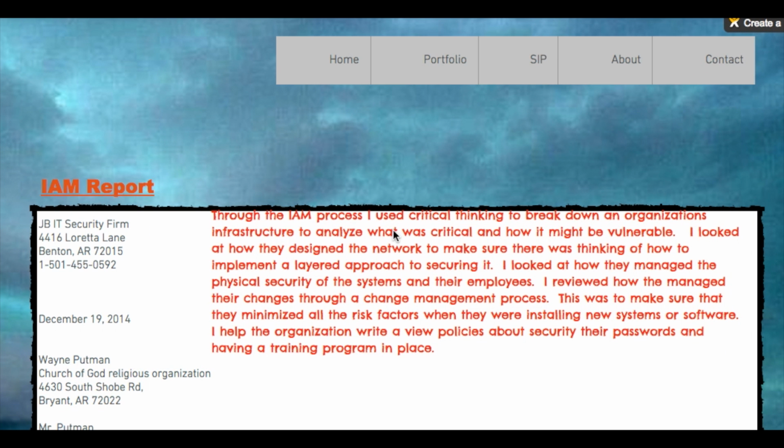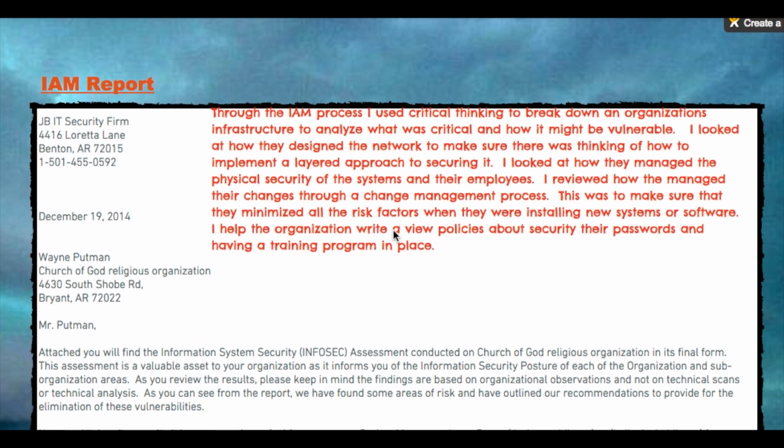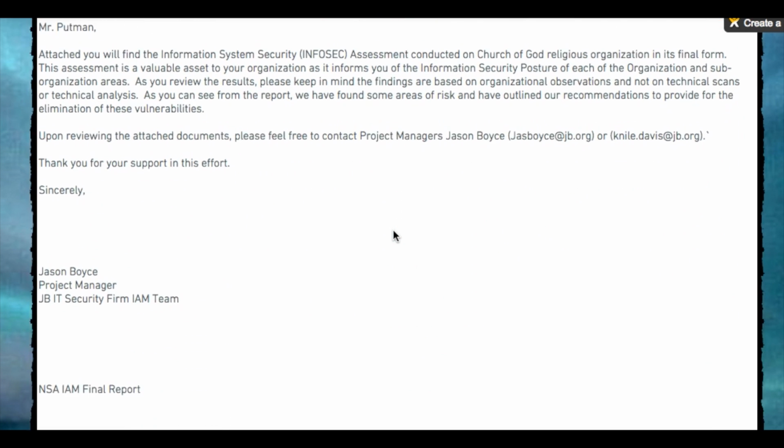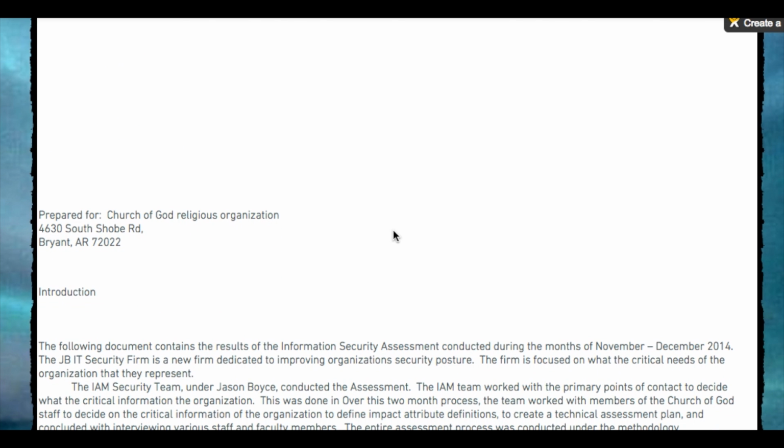The next item I'd like to show you would be the IAM report that I did during the IAM class. I used a nonprofit organization called Church of God, a religious group. This organization was basically web-based. I used the infrastructure they had as far as servers and infrastructure that related to the website.